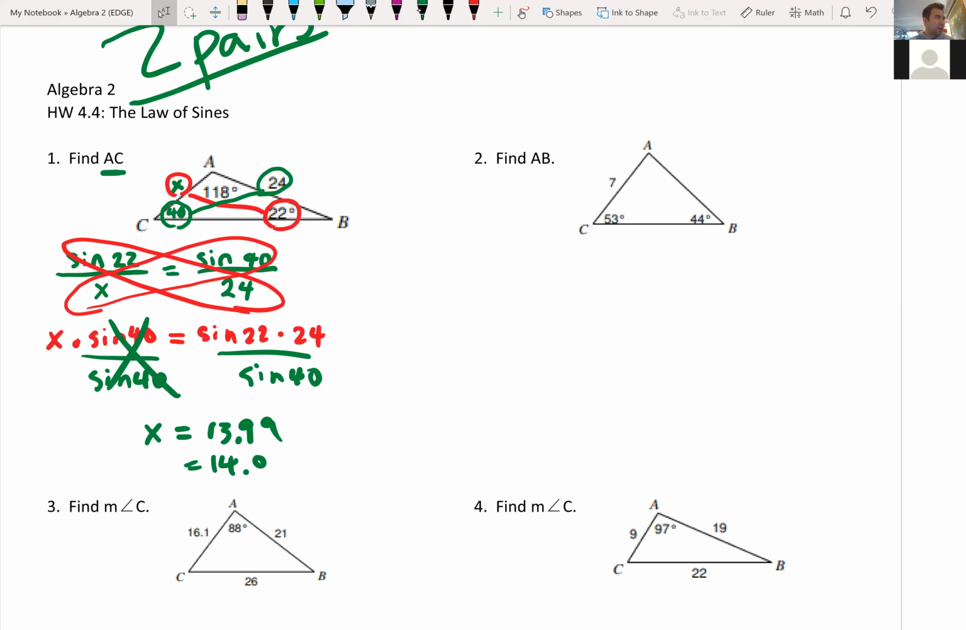Okay, how are you guys doing on this? First of all, let's identify what we are after. We are trying to figure out AB, so let's put x on that. AB is right there, x is right there. Now, do we have two pairs? Angle, opposite side. Angle, opposite side, that's one pair. Then we've got another angle.